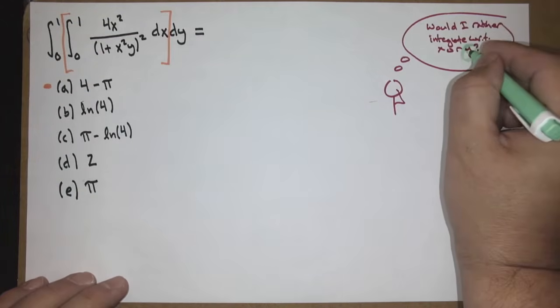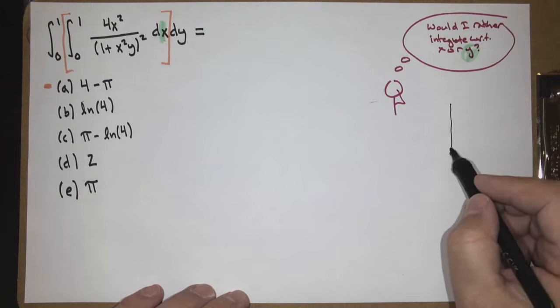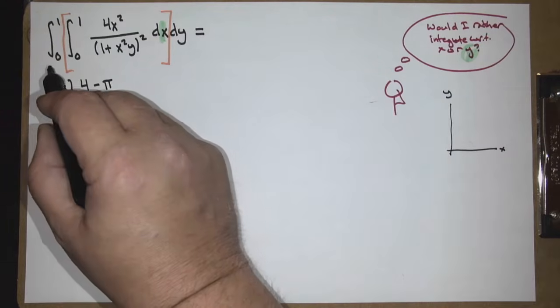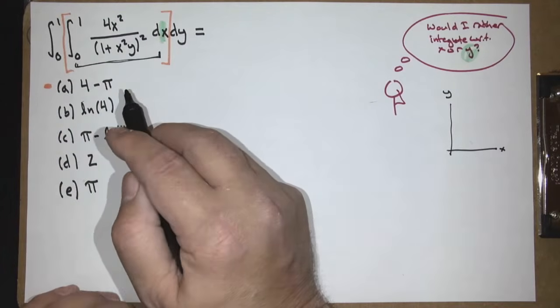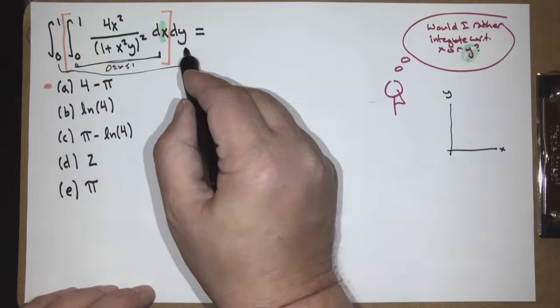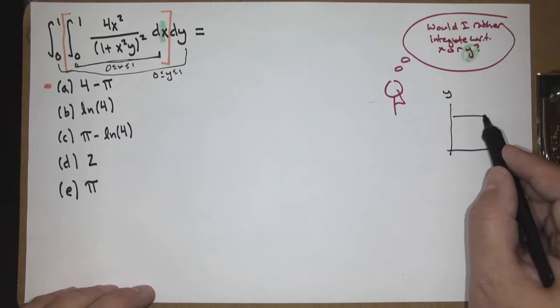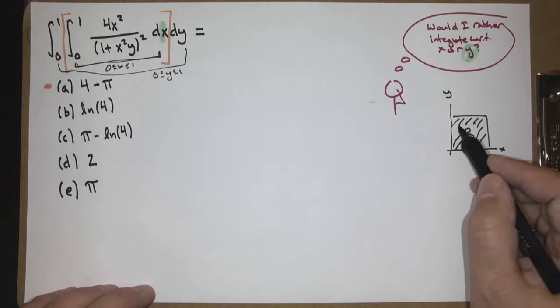Okay, that's cool, but currently, what are we integrating with respect to? x. Well, can we change that? And the answer is yes. If we think about the region we're integrating over, read off the bounds: where does x go from? 0 to 1. So those are our x bounds. Where does y go from? 0 to 1. So our region is this square from 0 to 1.